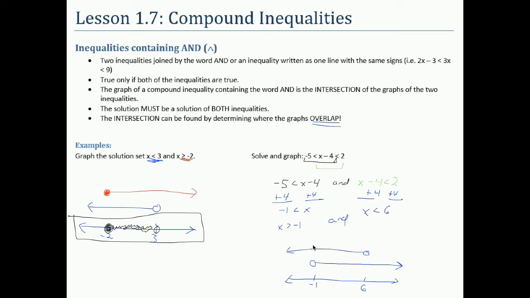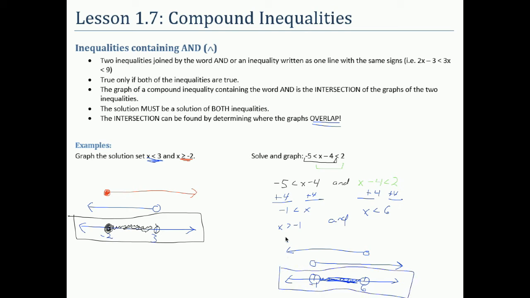Where do these things overlap? Well, they almost overlap at -1, but they don't because this is an open circle. And then they overlap in all of this area all the way up to 6, but again, there's an open circle at 6, so they don't overlap there. So our answer is right here.